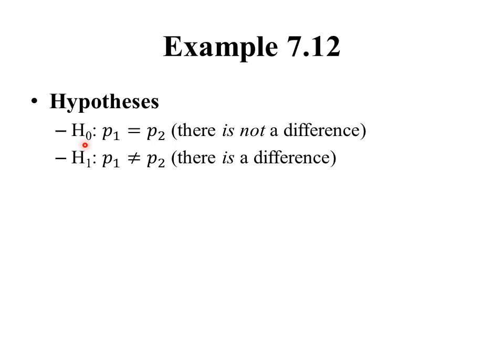As always, the null hypothesis is the statement of no difference or no change. And so if there is no difference between these two populations, then P1 is going to equal P2. And the alternative is the same as our claim, that there is a difference, so P1 is not equal to P2. Now, we're not claiming necessarily that one is bigger than the other. We're just claiming that they are not equal to each other.